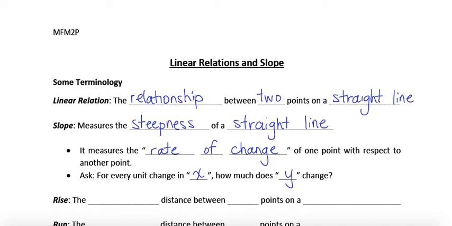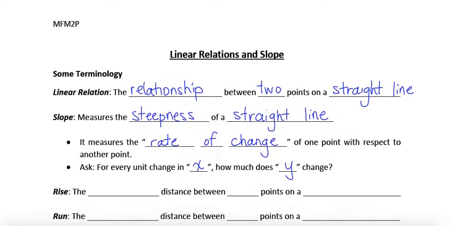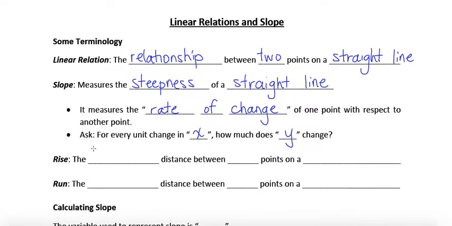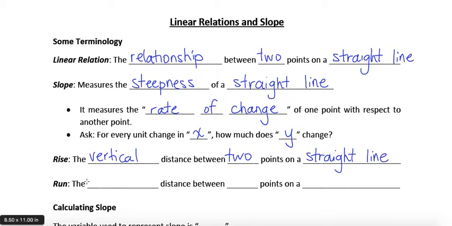When we're looking at slope, we need to look at something called the rise and the run. The rise is the vertical distance between 2 points on a straight line. Run is the horizontal distance between 2 points on a straight line. So we'll review what that looks like.